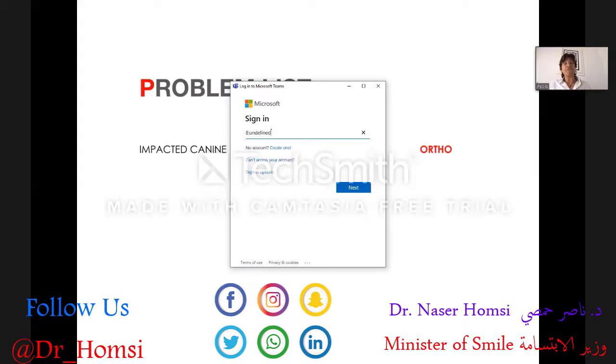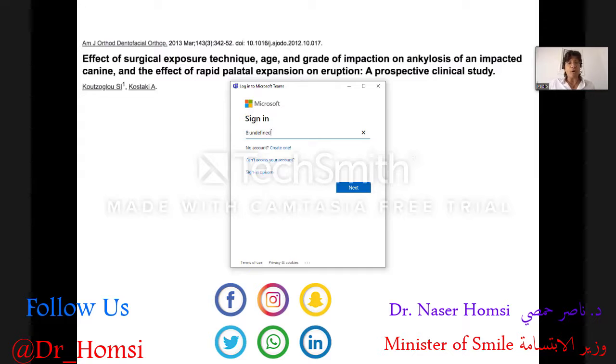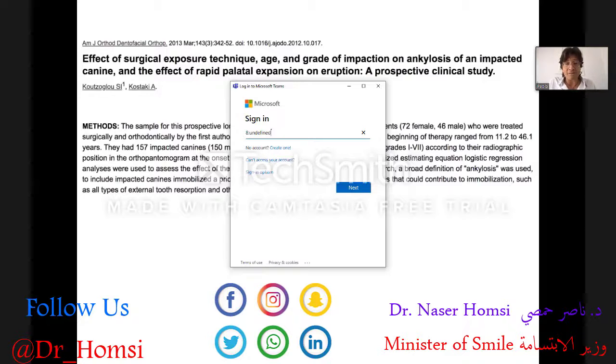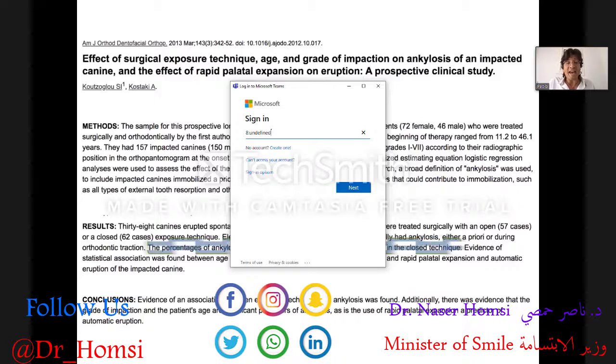And the problem list, the first point is the impacted canine, an orthodontic point. This is very important, because I told the mother that some of these canines, especially if approached with the closed technique, will express some ankylosis, okay? So we are not sure to recover this canine. But the impacted canine is a really important problem for the parents, but not the only problem for the patient.